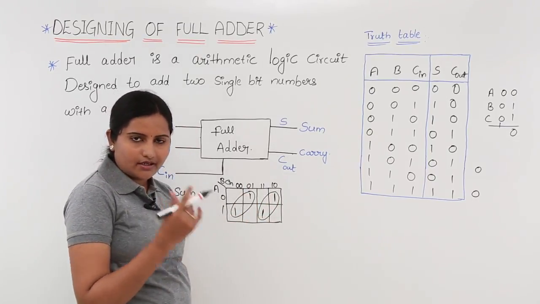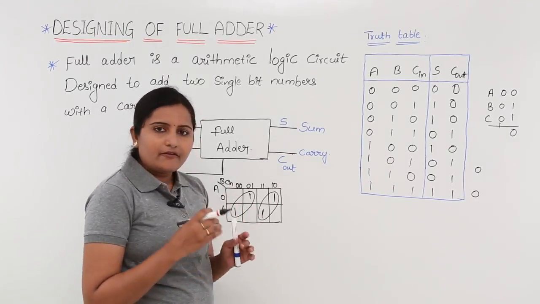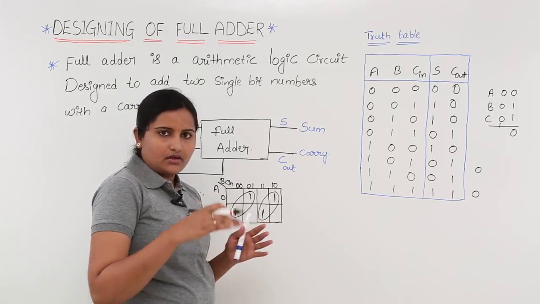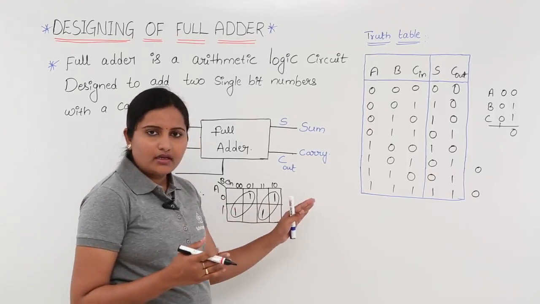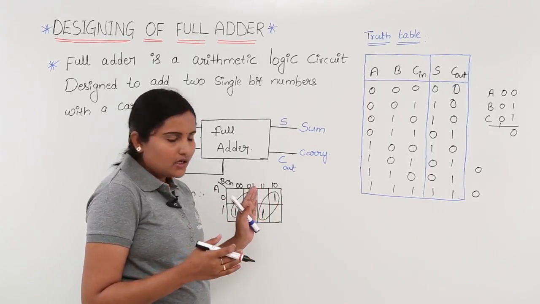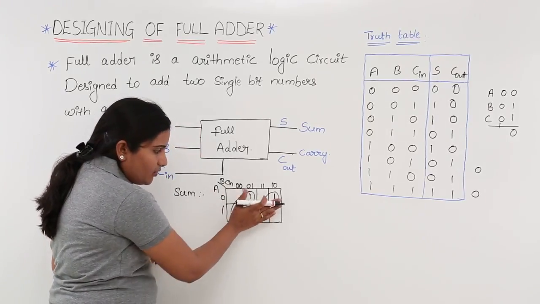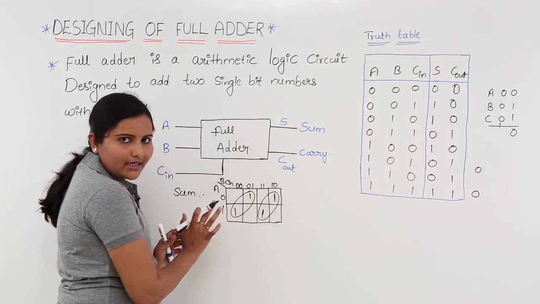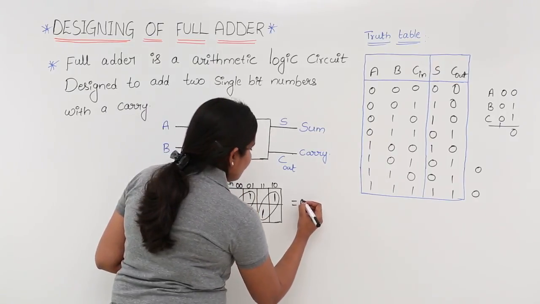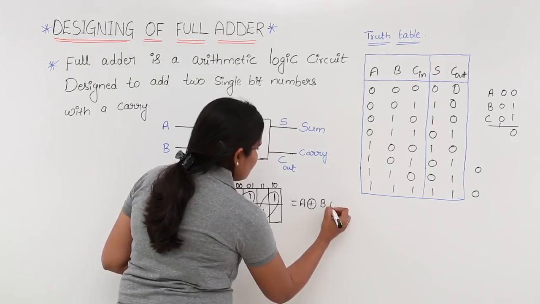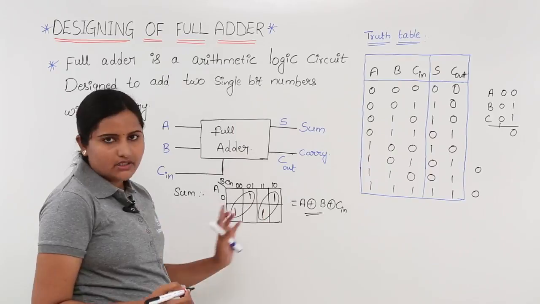This is one shortcut I already told you in the last classes in solving some problems. So here if any diagonal is covered, if the total diagonal is covered, then definitely you can take the XOR of the variables. So here the total diagonal, whatever diagonal is possible, those diagonals are covered. So that's why this is equivalent to A XOR B XOR C in. So we can say this is equivalent to A XOR B XOR C in.